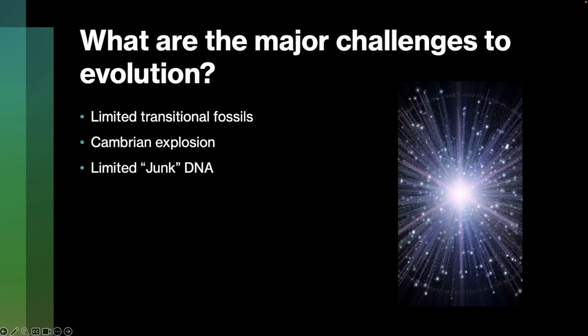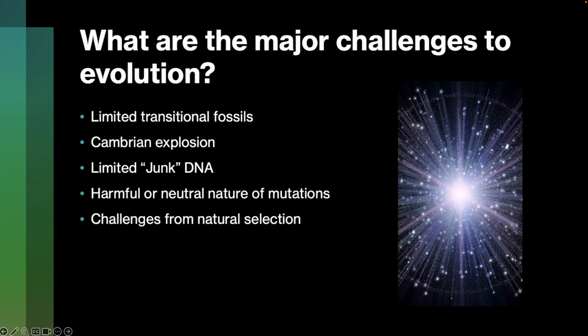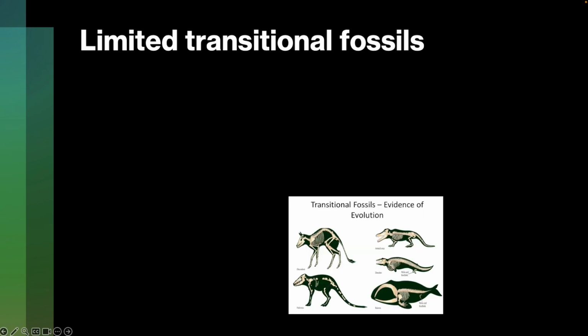Limited junk DNA. We kind of touched upon junk DNA a little bit. That's what atavisms supposedly come from. Harmful or neutral nature of mutations, we kind of talked about that a little bit. Challenges from natural selection and challenges from the origins of life. That's the other really big one that is a problem for evolutionary theory. So we're hopefully going to get through all that today. So, limited transitional fossils. Any questions on anything that I've covered so far?